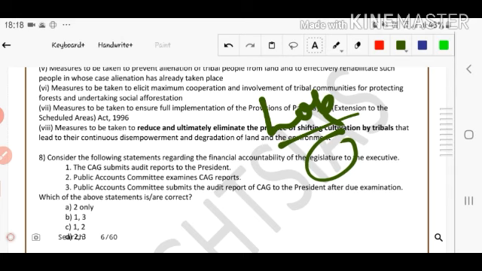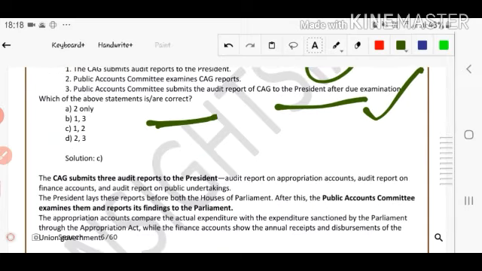Number second, Public Accounts Committee examines the CAG report. Number 3, Public Accounts Committee submits the audit report of CAG to the President after due examination. Which is correct? First and second are correct. It means C is the answer.